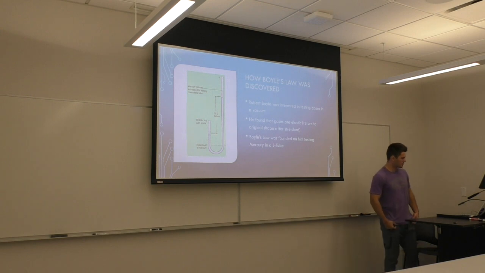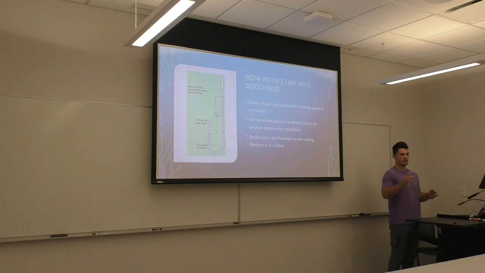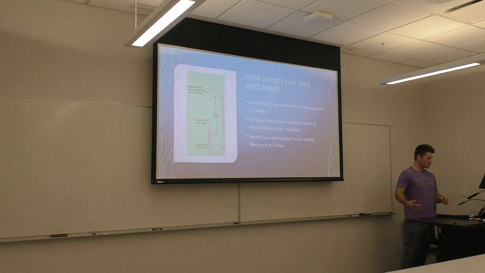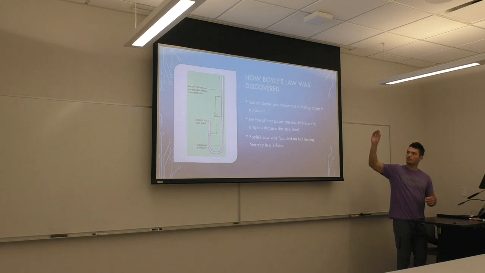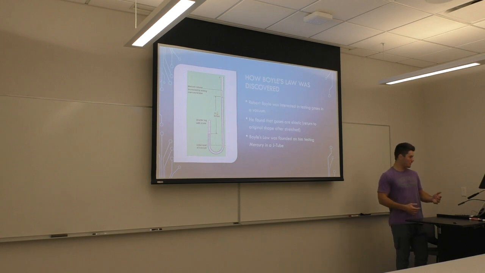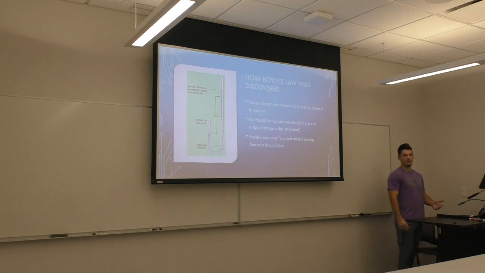So how it was discovered. He did a lot of work testing different gases in enclosed volumes and in J tubes, which is shown here. This setup shows how one end of the tube is fixed and the other end is open to whatever gas you're going to put in it. What he found in a lot of this testing is that gases are elastic, meaning they return to their original shape after being stretched, meaning that they're compressible. And the gas that was used for Boyle's Law was mercury.